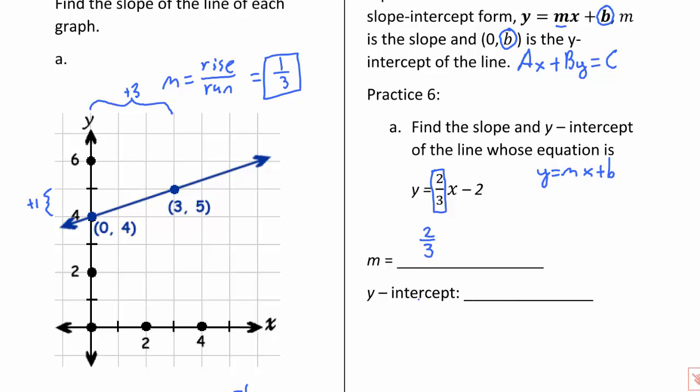Now, the y-intercept here is what we get from the second number. This minus 2 here is not the y-intercept. It's important to remember that. The y-intercept is a coordinate. The x value of the y-intercept is always 0, and then this will tell you what the y value is. So that means that (0, -2) is the y-intercept.